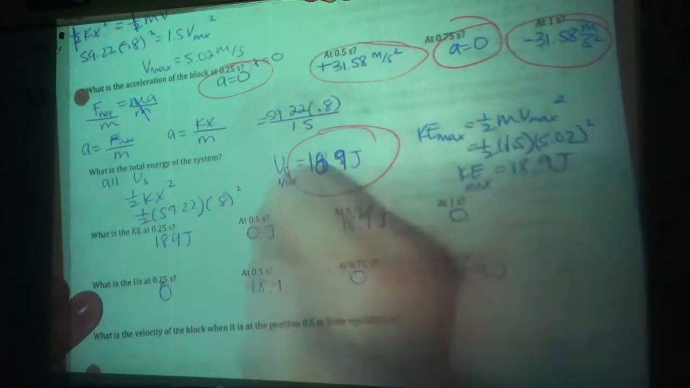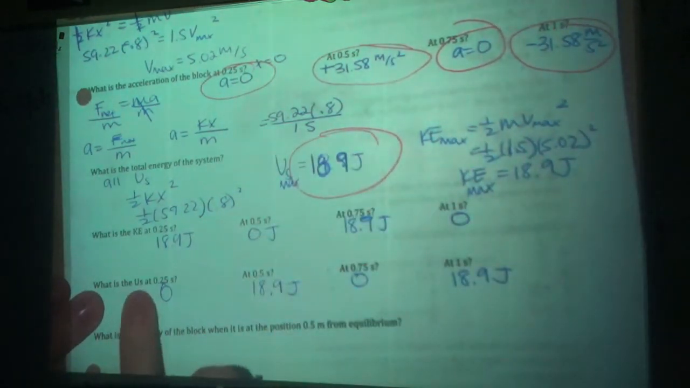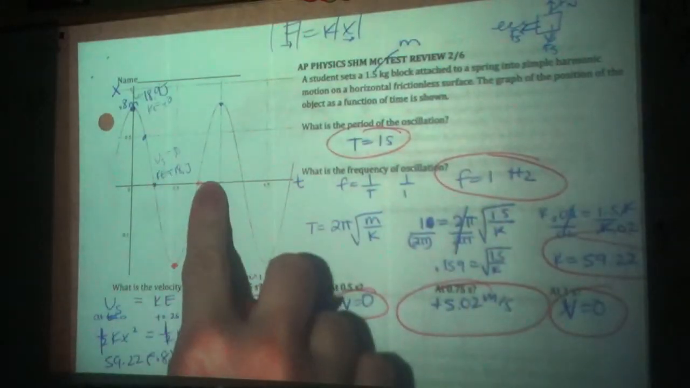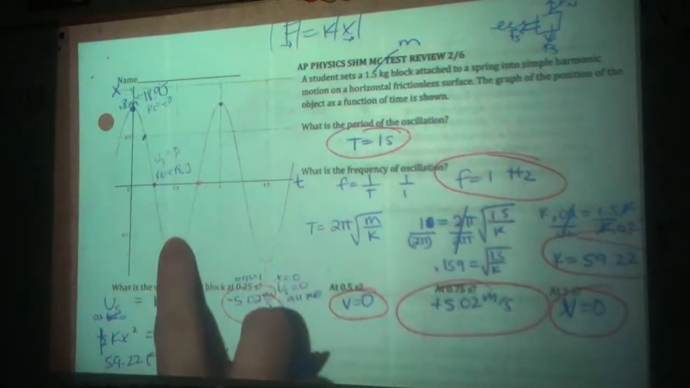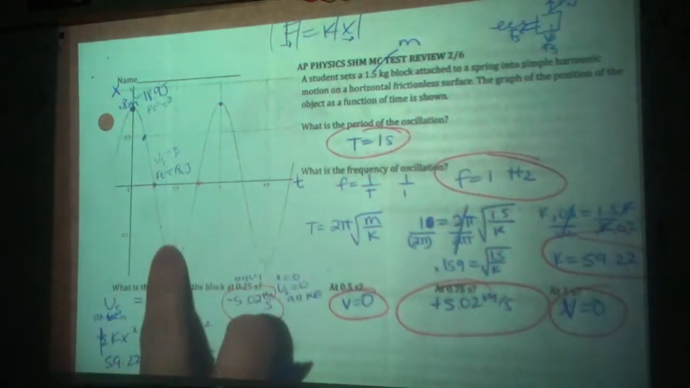You also can think about it as your potential energy depends on x, so it's 0 when it's at the equilibrium position x, so at 0.25 and 0.75. And it's at the maximum when it's at the maximum displacement, so at the 0.5 and 1 second.